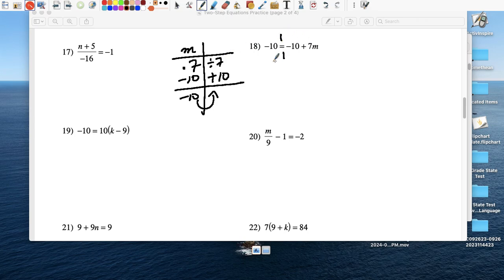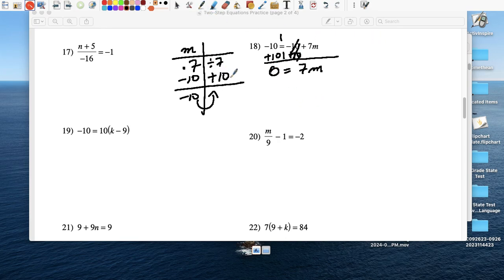Line in the middle. So let's start with +10, so I'm going to put +10 over here, and +10 over here. -10 plus 10, that gives me 0. So I have 7m left over. And -10 plus 10 on the left side gives me 0. But this 0 I need to write, because I can't leave it blank like this, right? So I actually have to write 0.